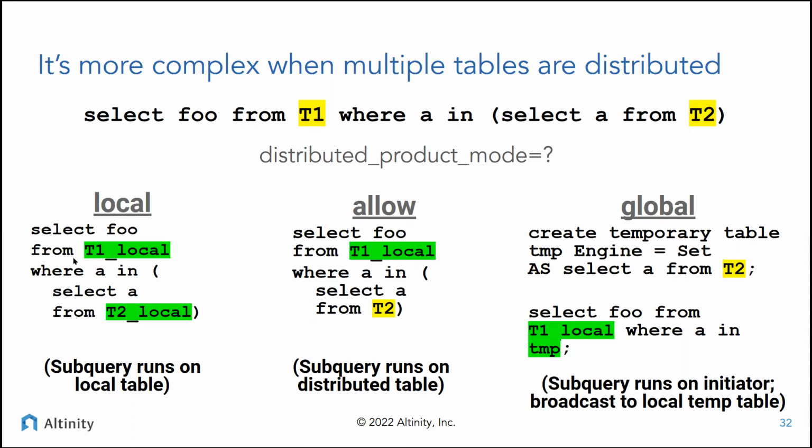You could say local, which is where you say, hey, I know what I'm doing. I know that when this arrives, even though that's a distributed copy, I'm going to find all the data I need to join on. So in that case, we're just going to translate it to the local name.